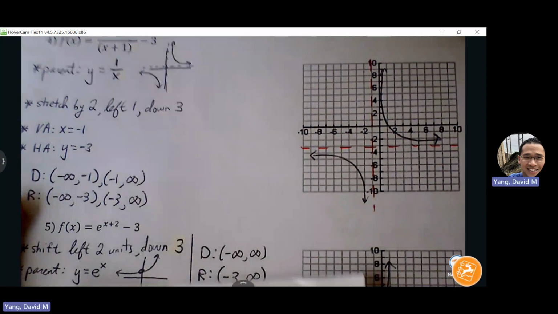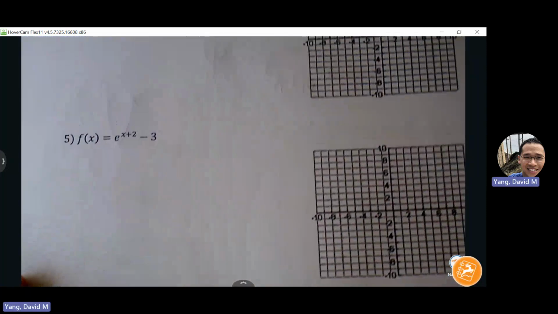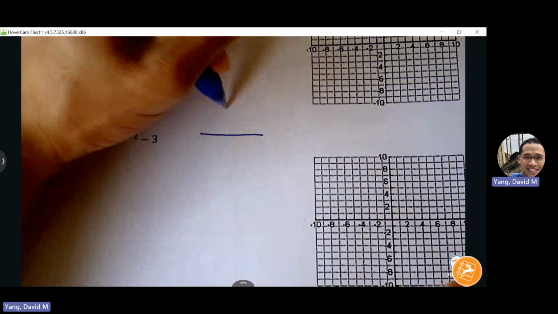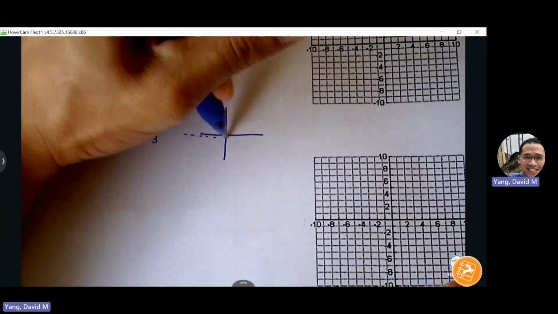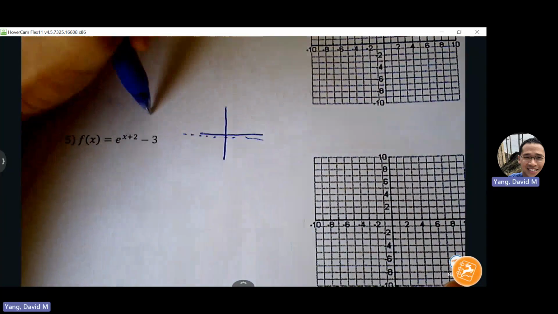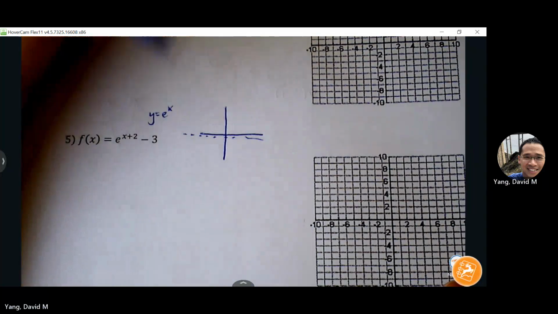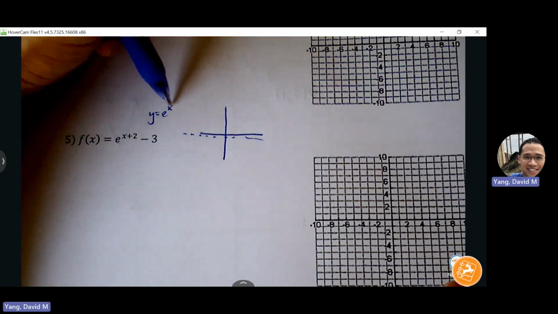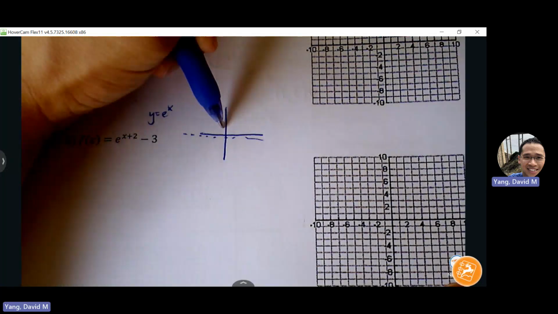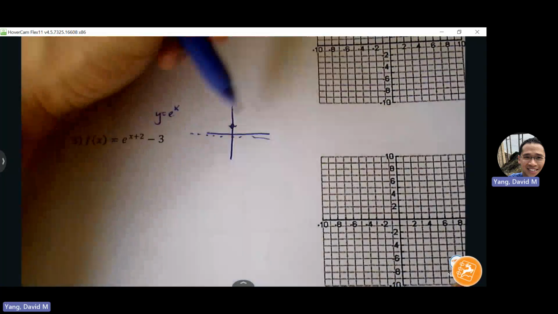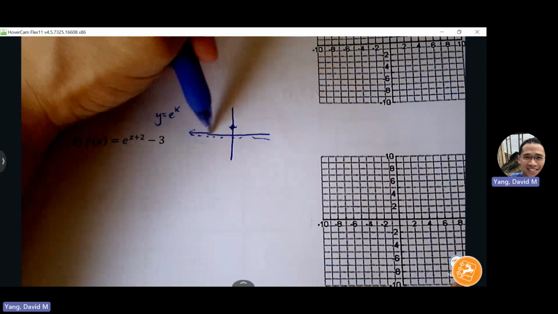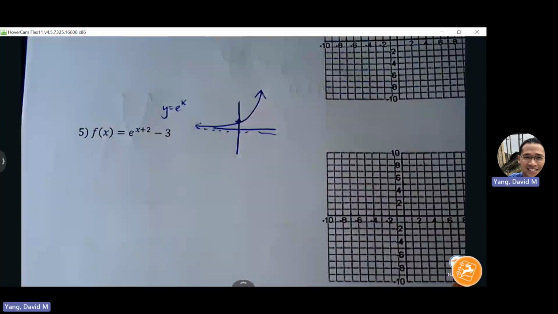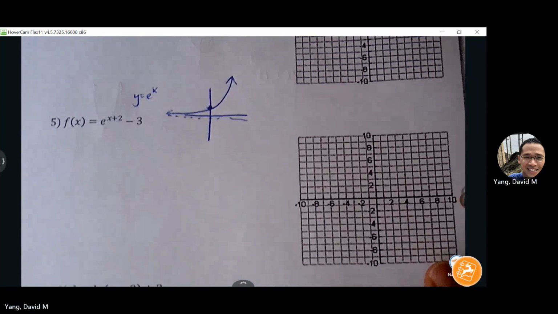Okay. Let's look at number 5: e to the x plus 2, minus 3. Let's sketch what we know about the parent graph. y equals e to the x is always going to have an ordered pair of 0, 1. Anything that is raised to the 0 power is going to be 1. As long as I know that is my anchor point, I can work around it. And I know that is my parent graph, right? That is what I'm starting with.